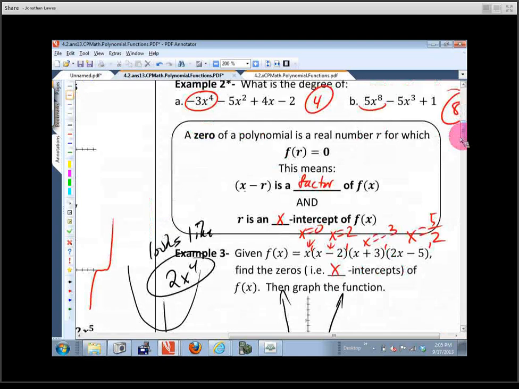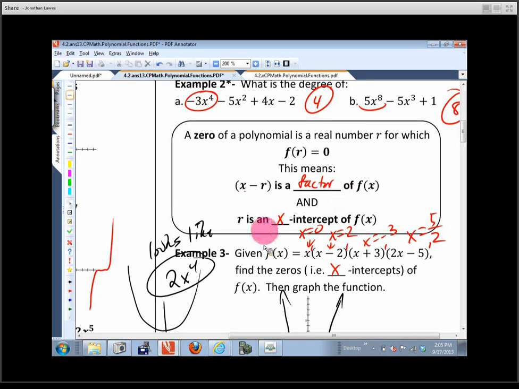And then we talked about what it means to be a 0. It means when you plug it in, you get out a 0. It's not that we plug a 0 in, it's that we get out a 0. And we said if we have a 0, then we know what one of the factors is. So if r is a 0, then x minus r is a factor. And we kind of use those things interchangeably.